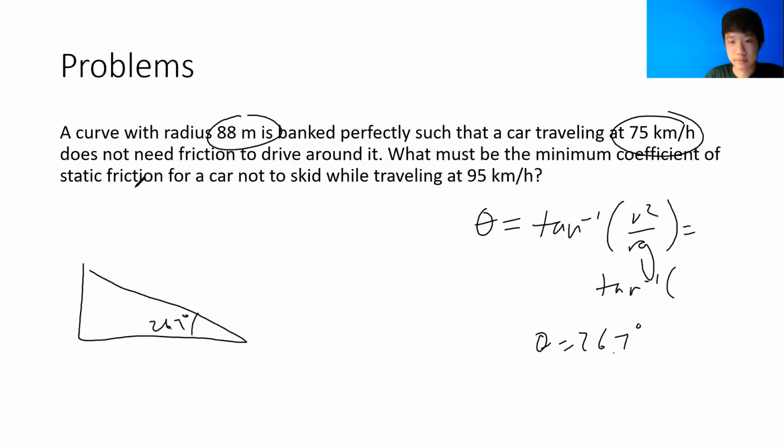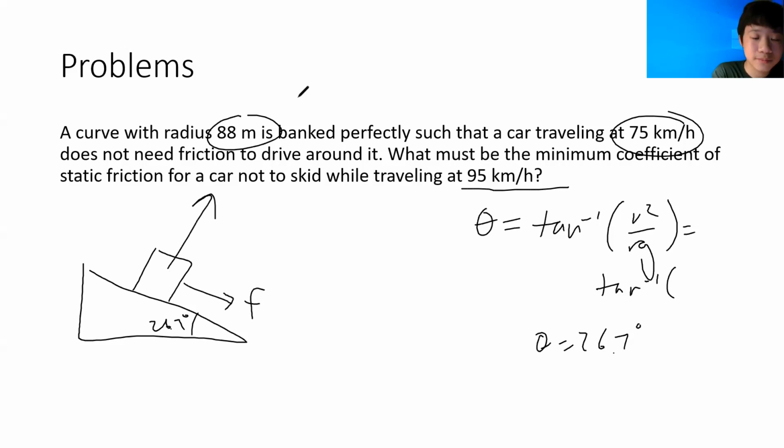26.7. Okay, so now a car is going on the same ramp, same banked road, but now it's going at a higher speed. So that means the normal force in this case is not enough to supply centripetal acceleration. So now it's going at a higher speed, which means more force is required. So that means in this case, friction is going to help the normal force.